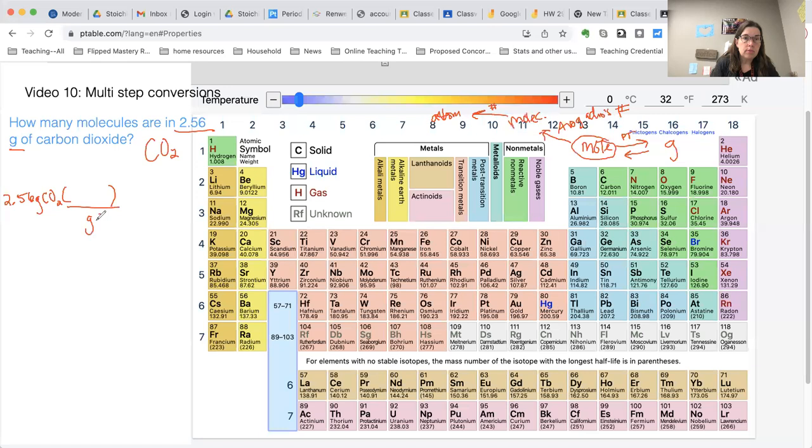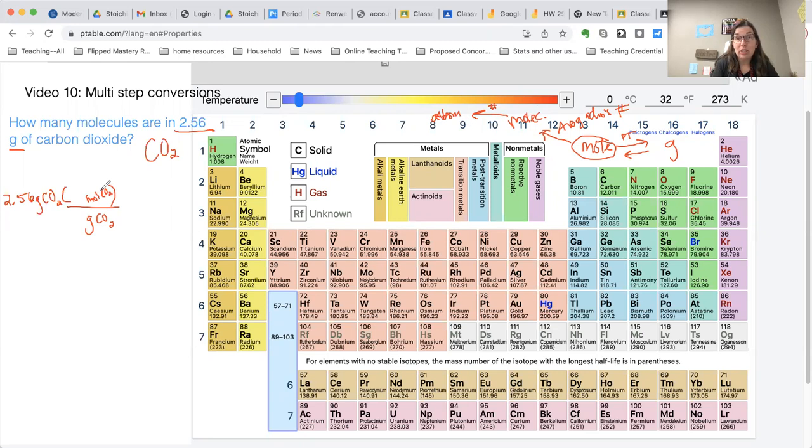Okay, and we're going to do parentheses here. We're going to put grams of CO2 in the denominator, and we can look at our mole map here and see where we can go from grams. The only place is moles. We can't go directly to molecules. We have to go through moles first. So we're going to go up here to moles of CO2. How many grams are in 1 mole of carbon dioxide?